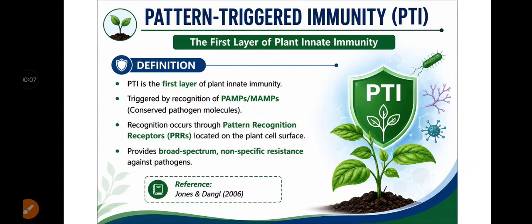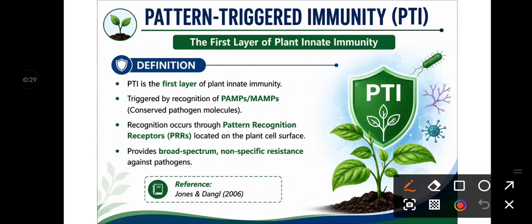In this video we will discuss pattern triggered immunity. As you all know, this is the first layer of plant immunity. Whenever a pathogen comes in contact with or attacks the plant system, the first layer of immunity against the pathogen that develops is the pattern triggered immunity, or PTI.